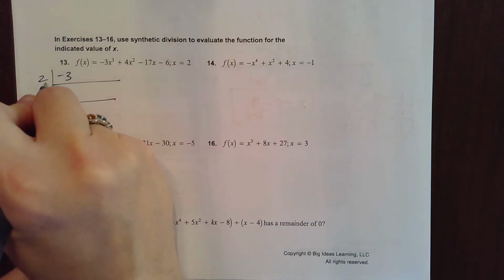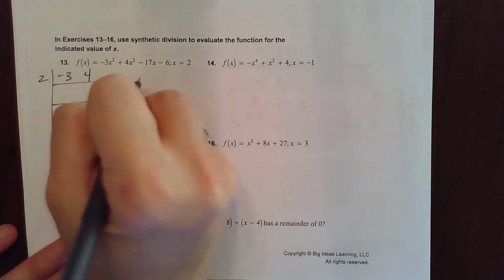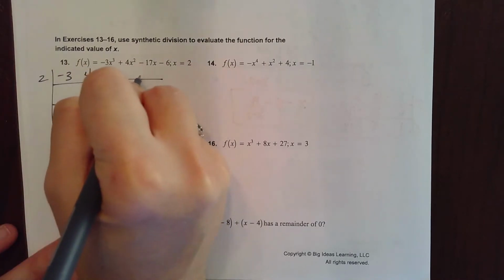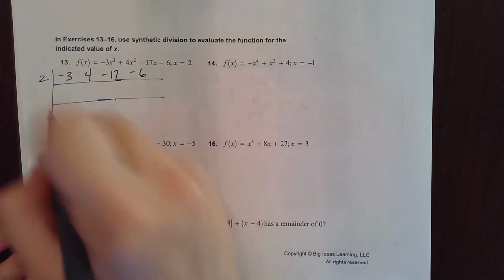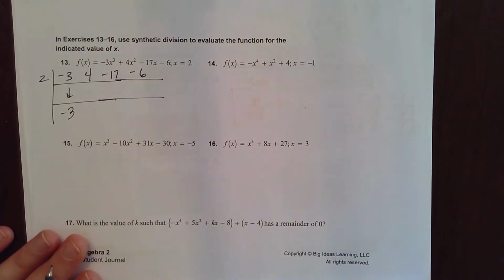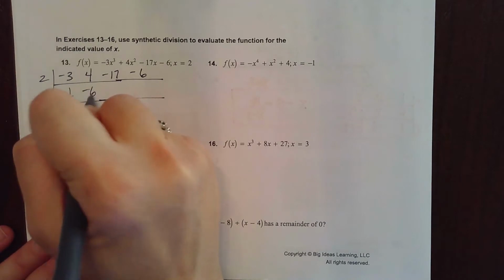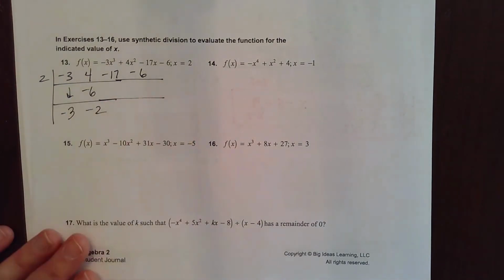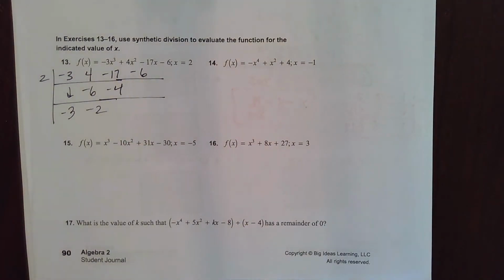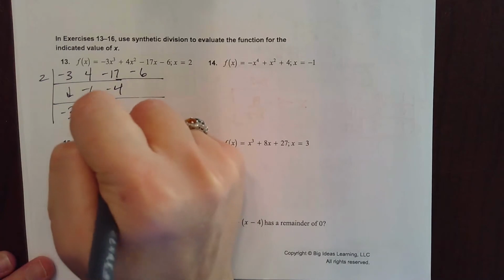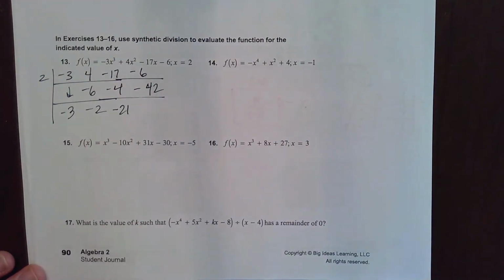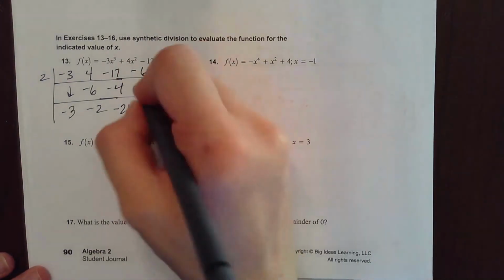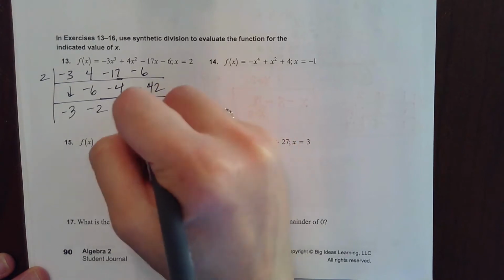So x equals 2 goes on the outside. -3, 4, -17, and -6 are my coefficients that go on the top. I'm going to do the synthetic division. I drop down that first value. I multiply and get -6. I add, get -2, get -4. And then I get -21. And then I get -42 as my final answer here. When I add these together, I get -48.